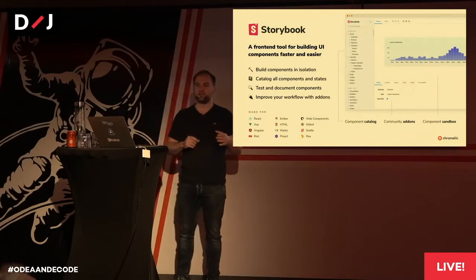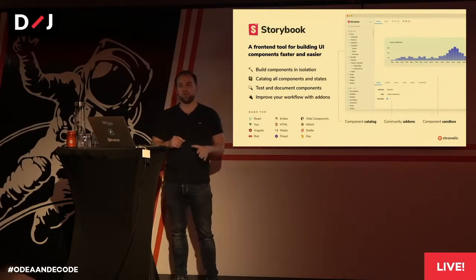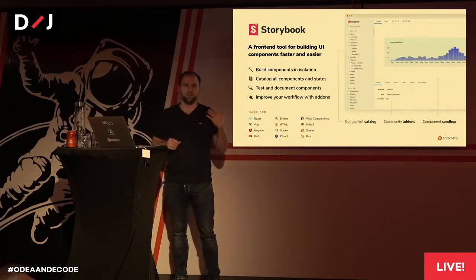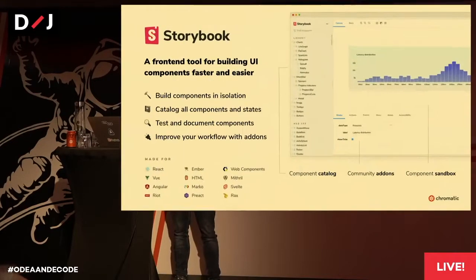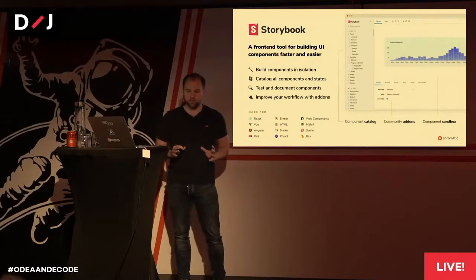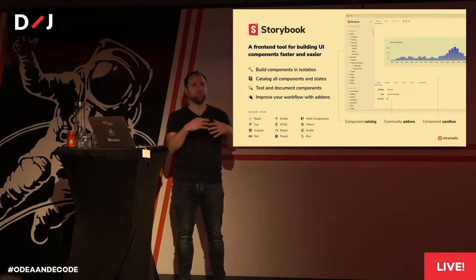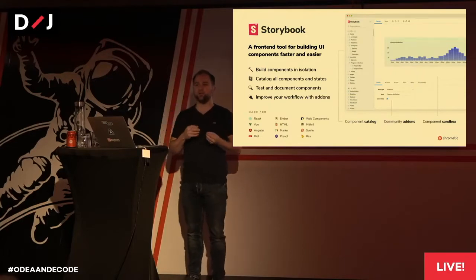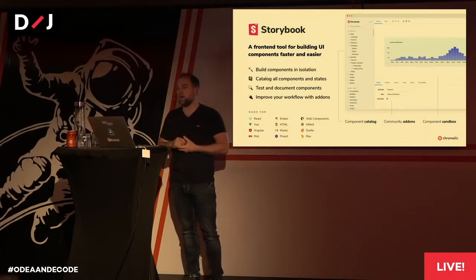Storybook, in case you're not aware, is a tool for building UI components faster and easier. The way it does that is it allows you to build user interface components in isolation, meaning you can focus on that one button that you are building, or that one form, or a single page that you're building. But the gist is you don't have to deal with the surrounding state of an application wherein that component is eventually going to live.